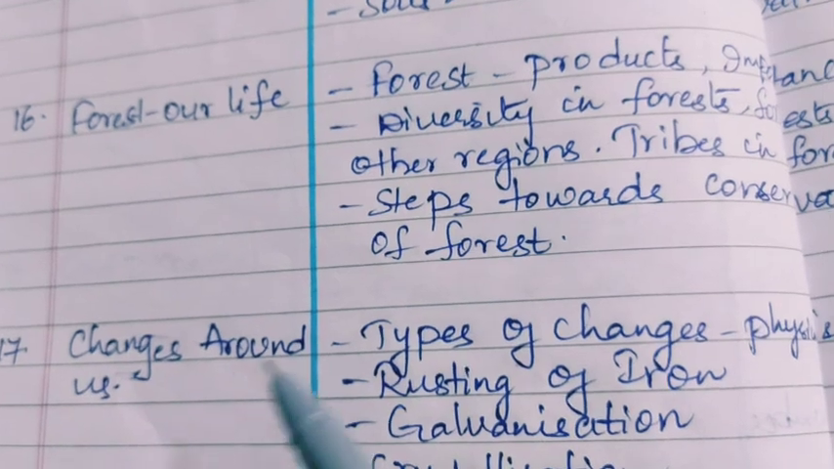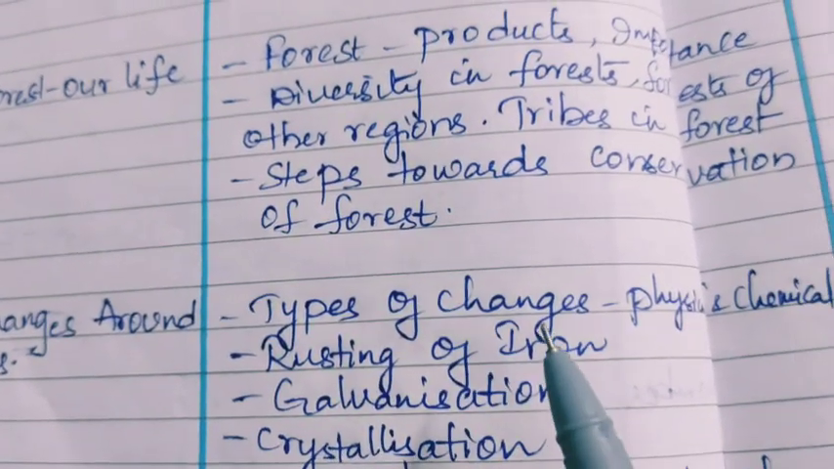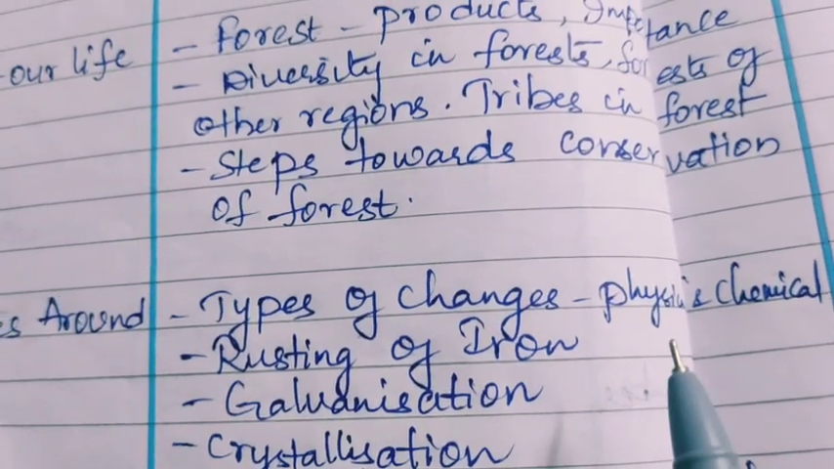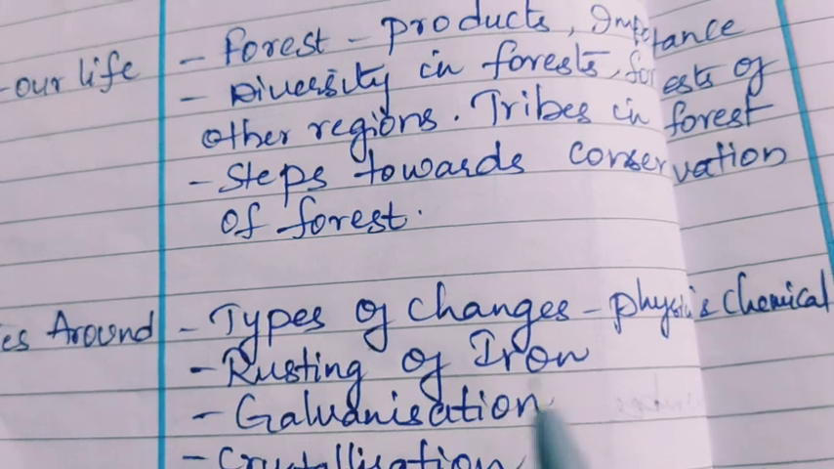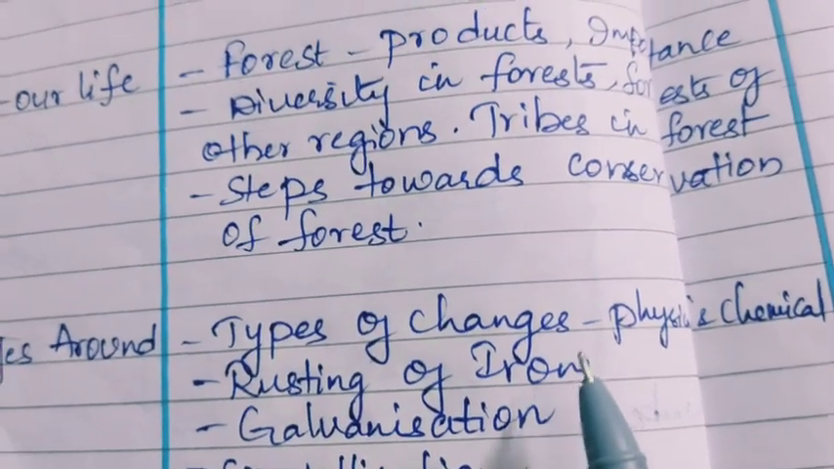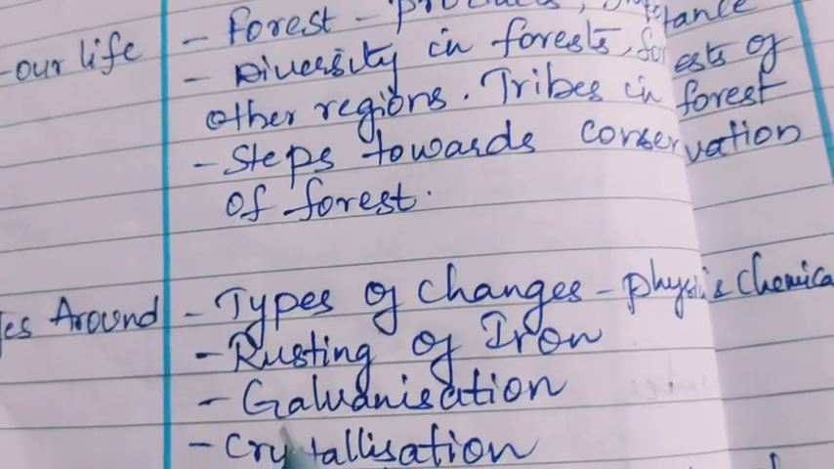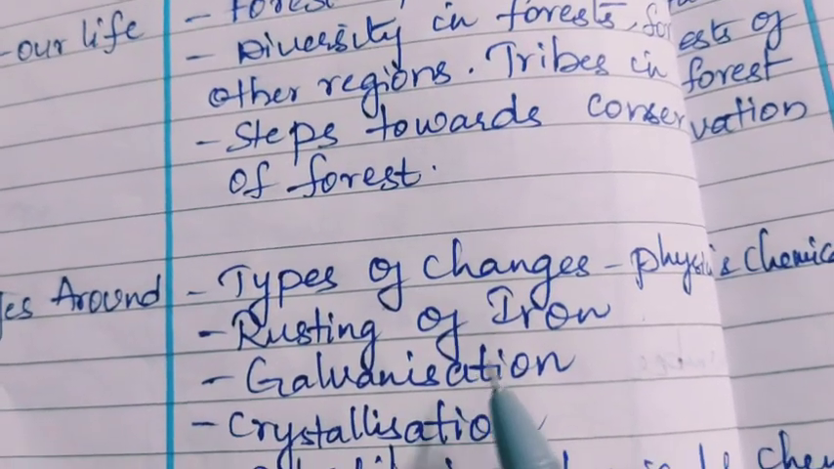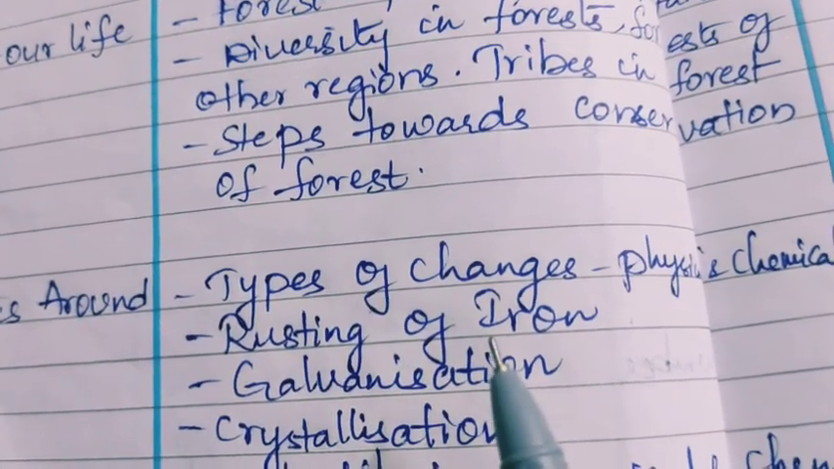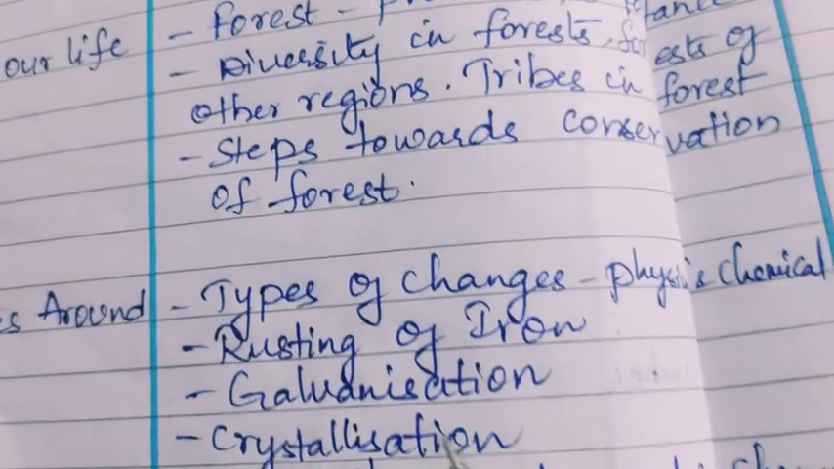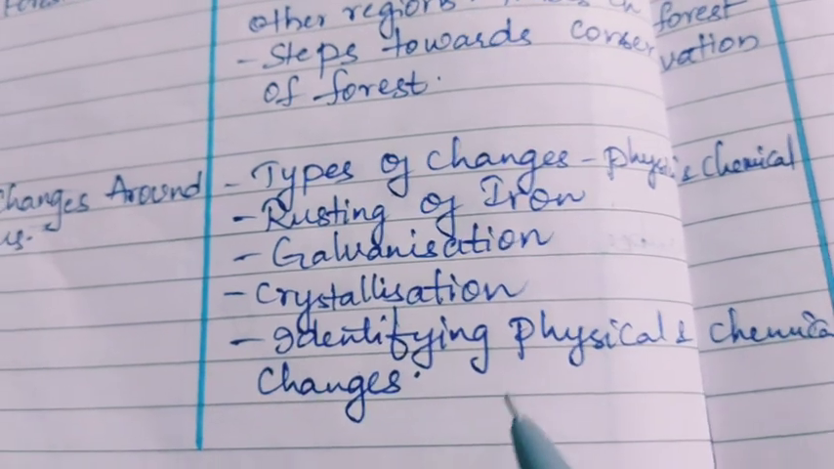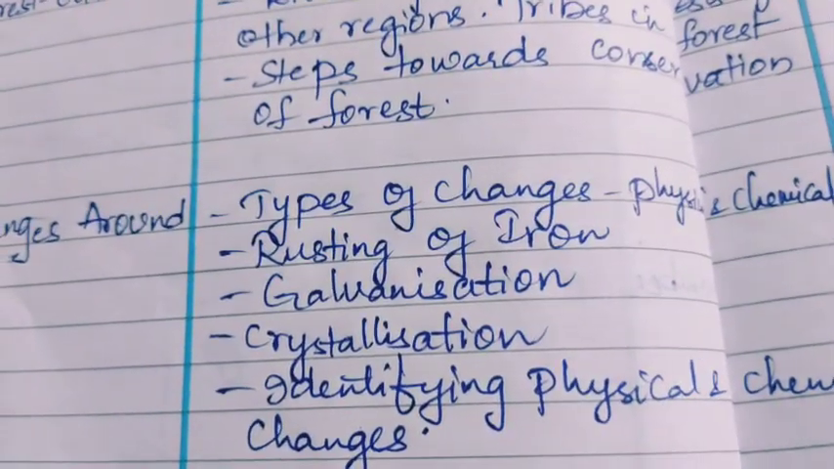Last is the changes around us. Here we study about different changes. We have studied physical and chemical change, temporary and permanent changes, rusting of iron, how the iron gets rust. When it is exposed to air and water, it forms iron oxide, that is rusting. Next is galvanization and corrosion. To avoid corrosion, we use the technique of galvanization, that is depositing of zinc on the metals. Next is crystallization and identifying physical and chemical changes around us.